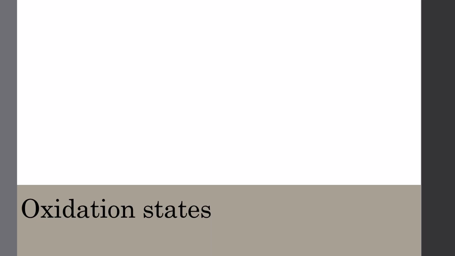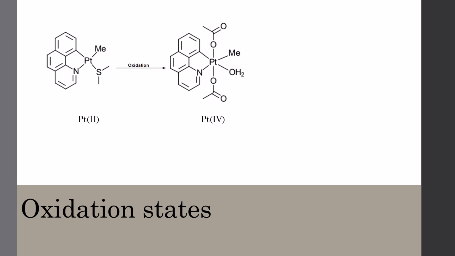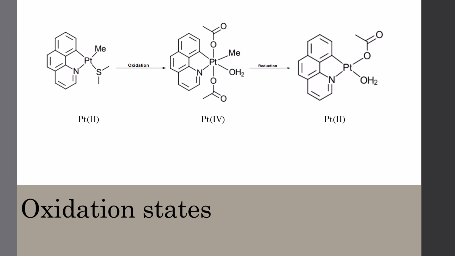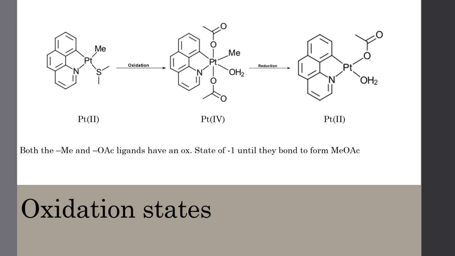When looking at the oxidation states of the platinum center, you can see that in the original complex, platinum has an oxidation number of 2+. After the oxidative addition, the platinum is oxidized to a +4 state, as it loses 2 of its electrons when it bonds with the 2 new ligands. After the reductive elimination, the platinum gains back its 2 lost electrons and returns to its +2 state. Looking at the 2 ligands that it loses at the end, we can see that they also, throughout the whole of the 2 reactions, have an oxidation state of -1 until they bond together to form MeOAc, which has an oxidation state of 0.